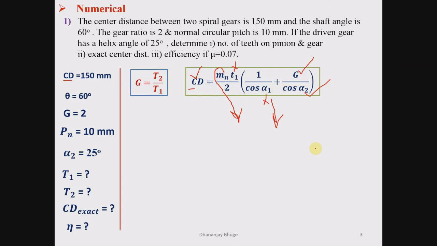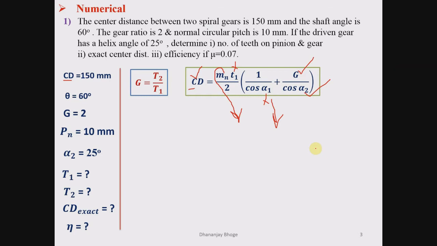60 minus 25. Yes. पण कसं, तिथं काही दिलं नाही ना. थीटा इज इक्वल्स टू अल्फा 1 प्लस अल्फा 2 घ्यायचा का, थीटा इज इक्वल्स टू अल्फा 1 मायनस अल्फा 2 घ्यायचा? हाऊ टू डिसाइड दॅट?